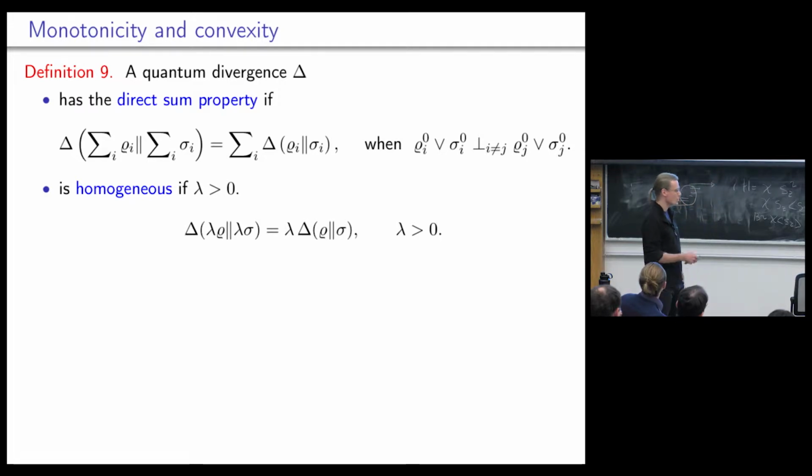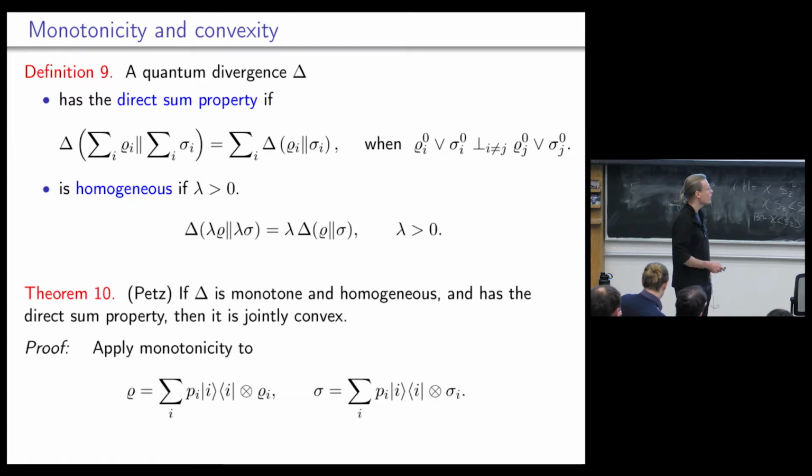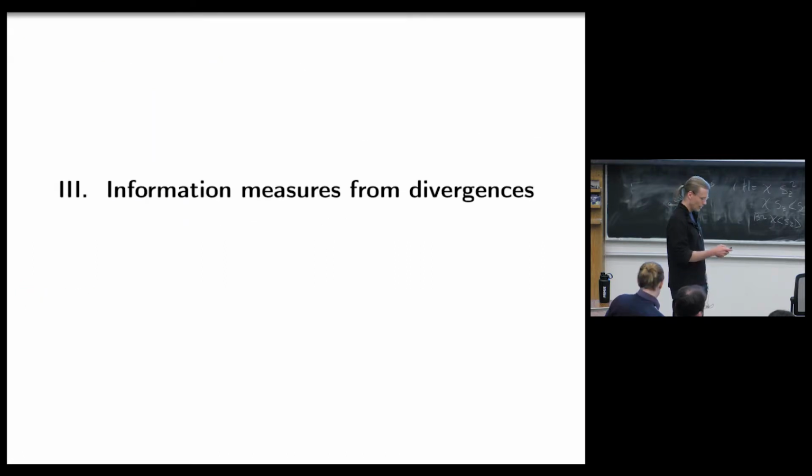And we say that it's homogeneous if multiplying by the same constant just appears in the front. Okay? And the opposite direction of the previous statement is that if a divergence is monotone and homogeneous and it has the direct sum property, then it is also jointly convex. And this is an exercise for you to verify. You just have to apply monotonicity to these two classical quantum states, and that's it. Okay, so it's extremely simple. Right? So we have established that monotonicity and joint convexity are basically equivalent to each other. And with that, we have finished the first part of the talk.